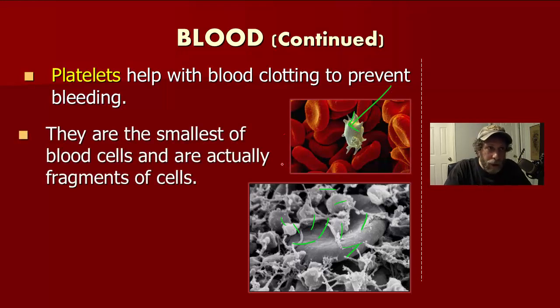They are the smallest of the blood cells and they're actually fragments of cells. So, look at this, this is a red blood cell here. Compare the size of the red blood cell to the size of one platelet or another platelet there. And this is the big red blood cell right here. So they're quite small. They're very hard to see under the microscope, although you can see them.